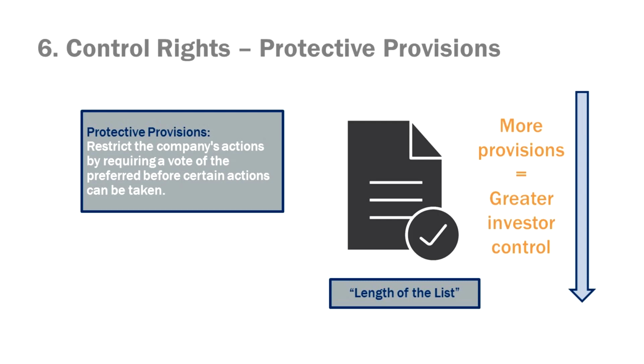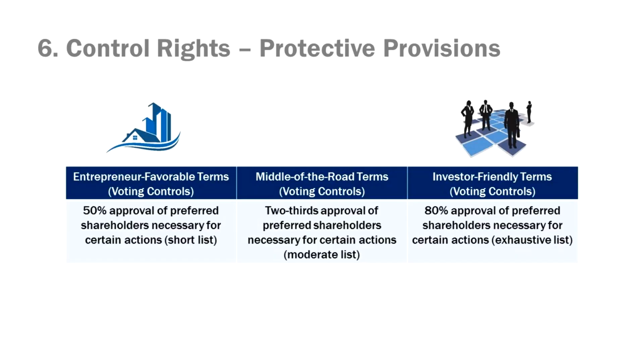Often these voting controls are subject to a percentage floor. In other words, if the number of outstanding shares of preferred stock drops below a certain threshold, say 25%, the investor's voting controls would be extinguished. The table summarizes some of the potential ways that protective provisions can be structured.